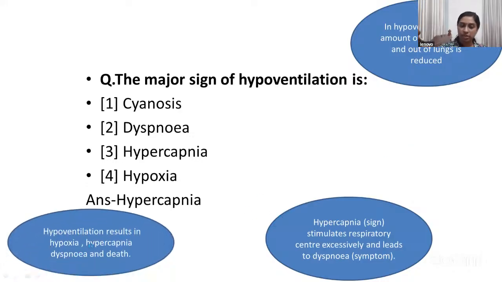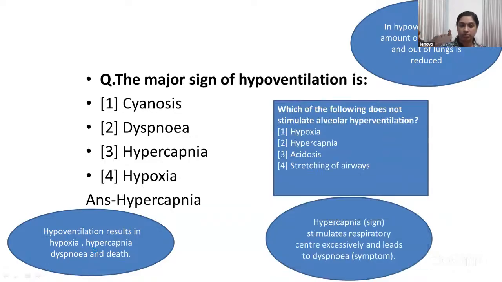And so hypoventilation can result in hypoxia, hypercapnia, dyspnea, and finally death. So another question relating to this is, which of the following does not stimulate alveolar hyperventilation? The options are hypoxia, hypercapnia, acidosis, stretching of airways. So hypoxia, hypercapnia, these can promote hyperventilation.